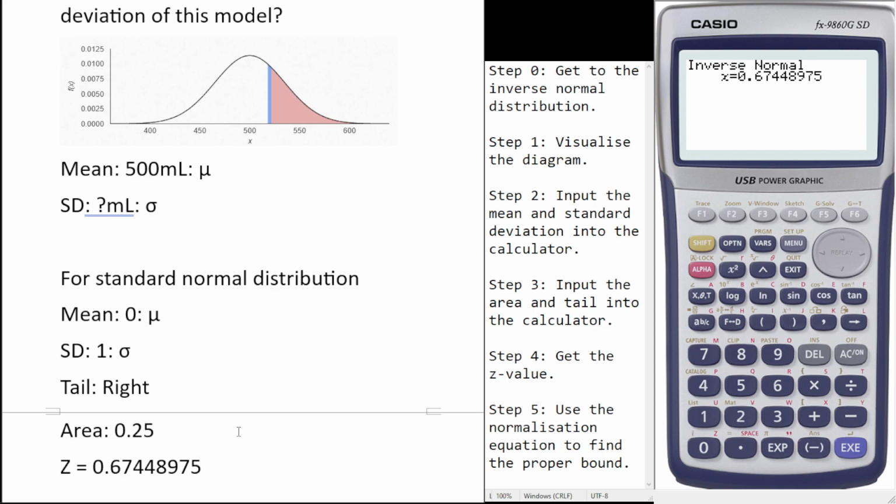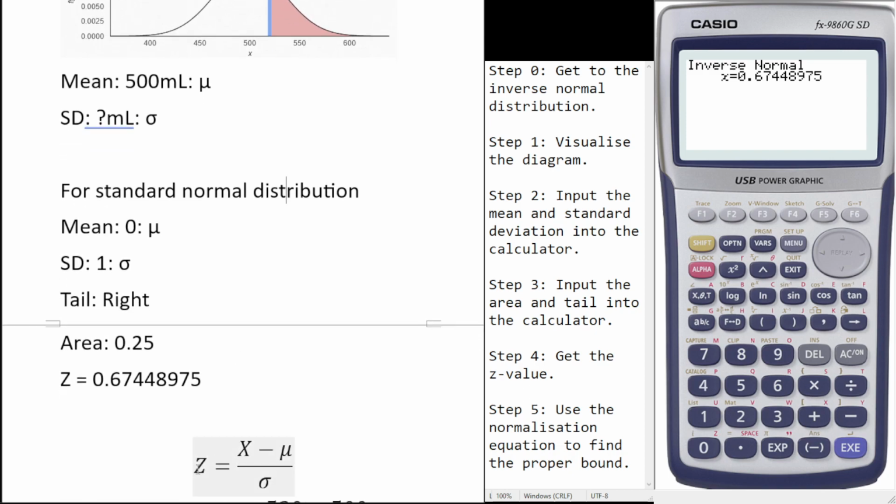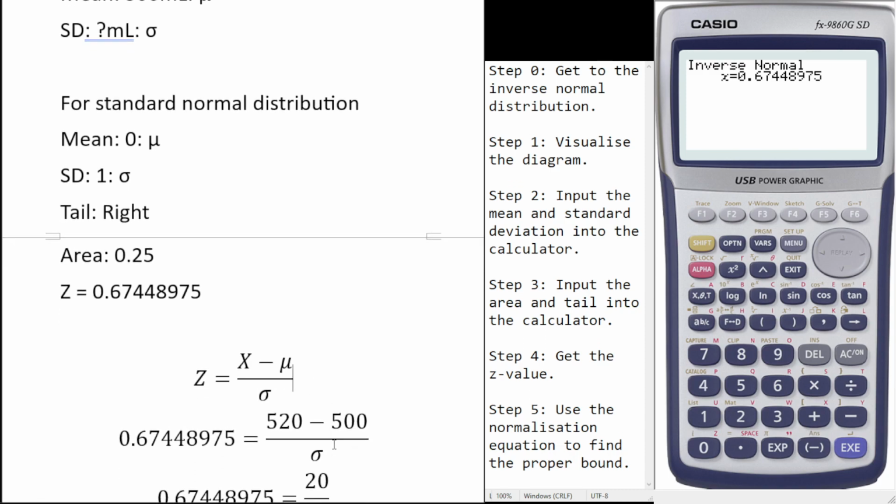Now what we do is plug this into the normalization equation like so, which is z is equal to x minus mu over sigma. This x here is the bound that we'll be after, or the number that's away from the mean that we are interested in. The mu is the mean that we already know, and the sigma is the standard deviation that we need to find. As we see, this equation should look something like this.